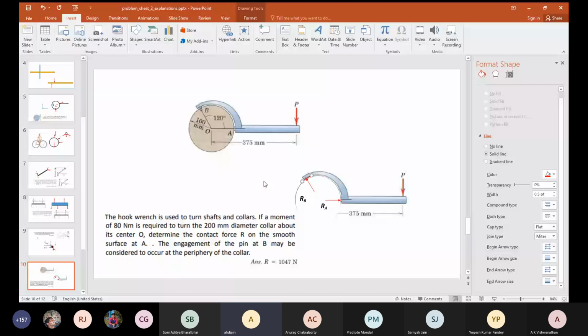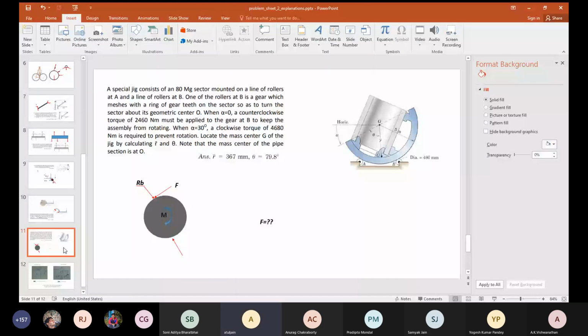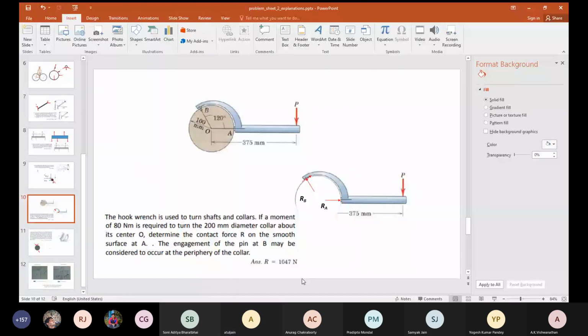Tell me. Yes, sir. Just now you said that at pin B, there will be a tangential reaction as well as a normal reaction. So if we consider the circular body and take the moment about the center of the circular body to be 80, will it be in the direction? No, wait. The 80 normal is going to be important if you take the free body diagram of the entire structure. If you draw the free body diagram of the hook wrench only, then that 80 is not coming into the picture. 80 is the moment in the shaft, the external moment.